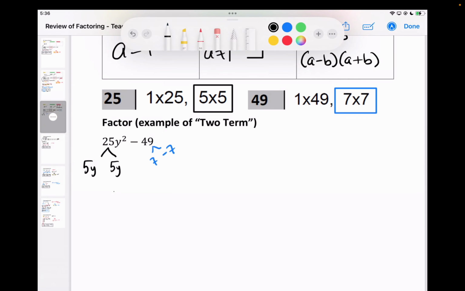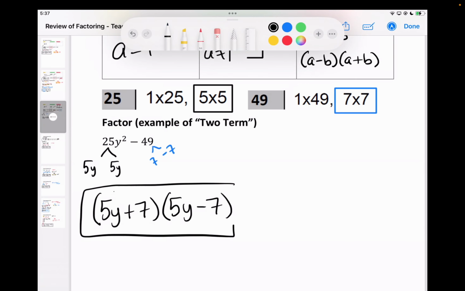2-term method is really fast as well. You just write the 5y and then put a plus 7 for one of them. And then the other expression would be 5y minus 7, or the other factor. So one has a plus sign, one has a minus sign, and then you're done.